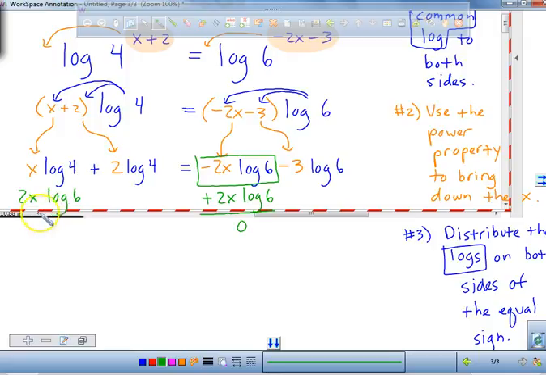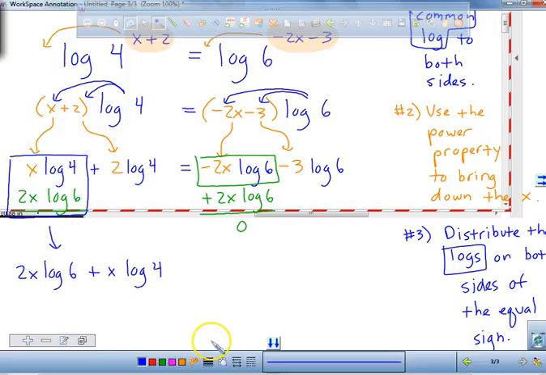Now everybody, these right here are not like terms. That's a log of 4 and that's a log of 6, so I can't just add them together and make it 3x. You can't just say 3x log of 10. You can't do that. So what can I do? I can write it like this, 2x log of 6 plus x log of 4. All I'm doing is taking this right here and rewriting it as an expression.